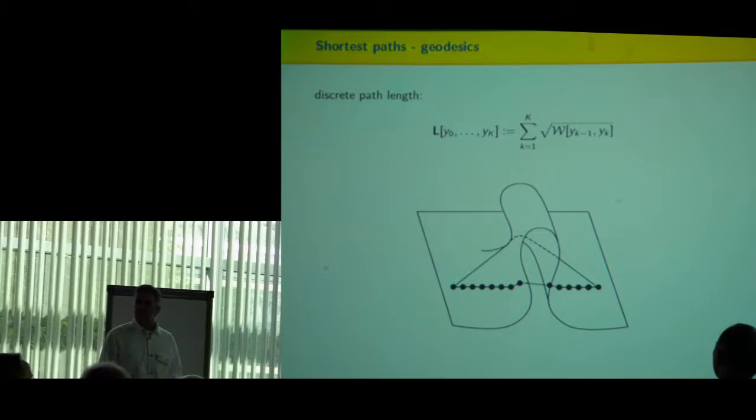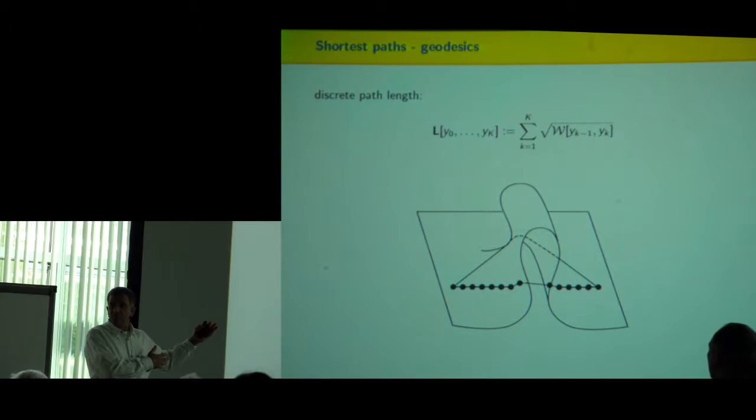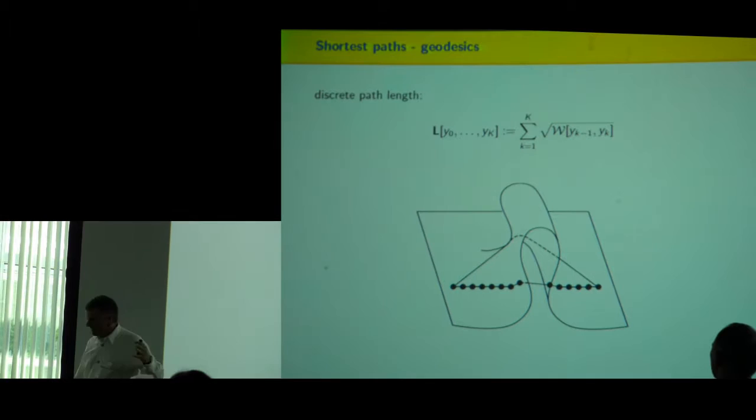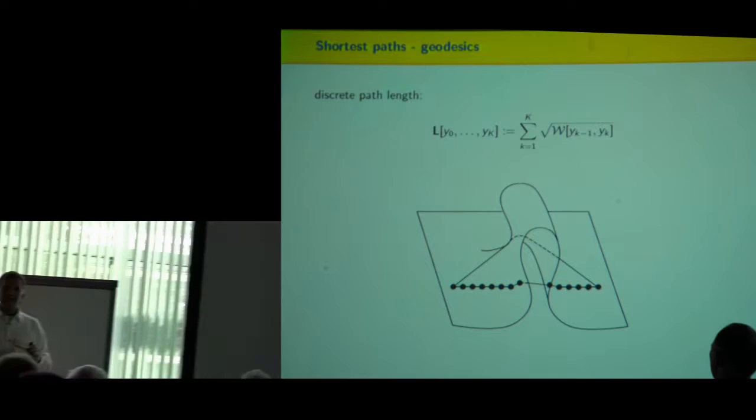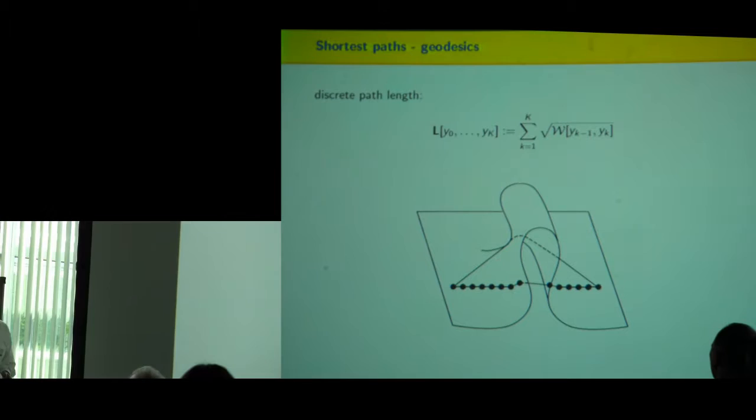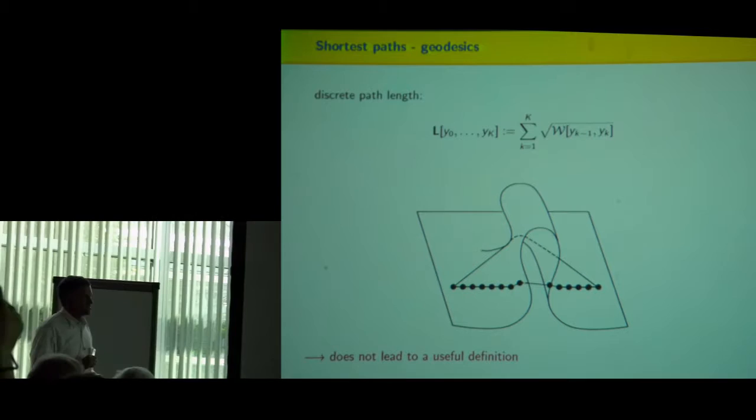Now this is an artifact of this type of definition. This is not what we want. What's the reason for this? The reason for this is, as I initially said, this length function, the continuous and this discrete ones, have linear growth. This leads to special solutions like this, and these are not solutions we want to see. So, this does not lead to a useful definition. Let's stay with the energy.